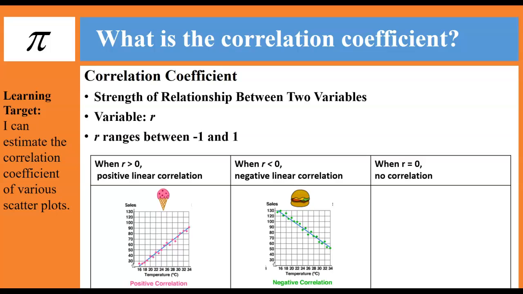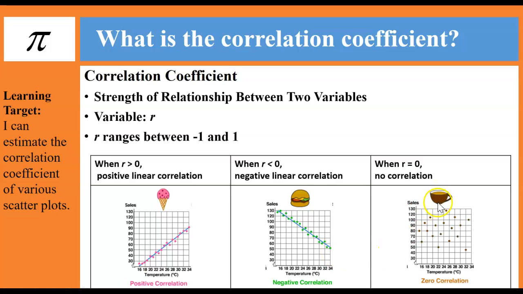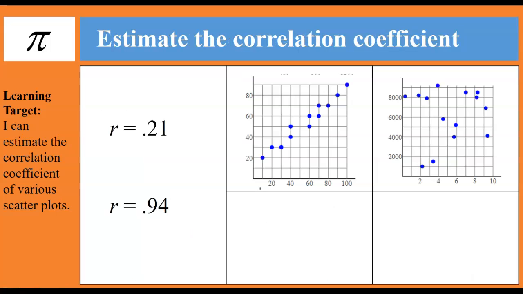Now, we also have when r is 0, which would be no correlation. You know how people like their coffee. Some people just like their coffee, and it doesn't matter what the temperature is. So here we have something very scattered. We're not really able to draw a line through this data. There's no correlation between the temperature and people purchasing coffee. So that's one way to think about positive, negative, or no correlation.